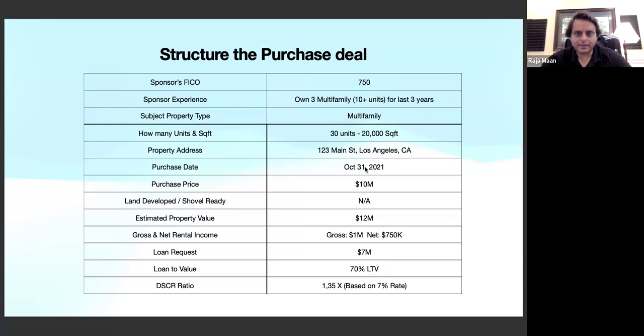Nobody's going to decline this deal, unless there's a structural problem in the property or an environmental problem. So it's a good deal, an ideal deal for most brokers and lenders. 70% LTV, 1.35 DSCR, 750 credit score, in Los Angeles. I mean, you can't go wrong.